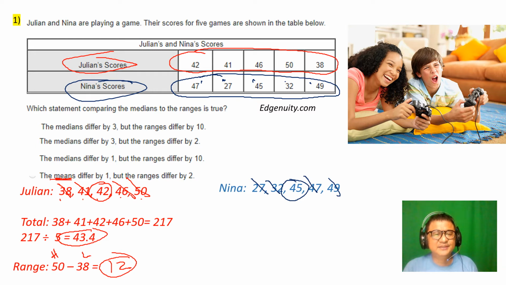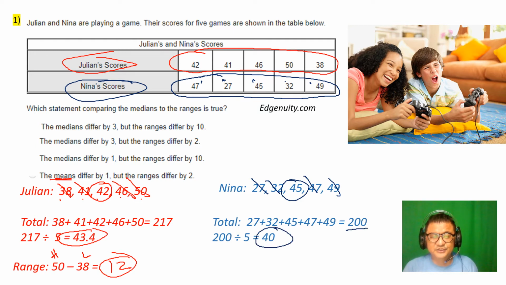That's the middle number. We're good, right? Next, let's get the average, the means. Add them up, you'll get 200. 200 divided by 5 is 40. So this is the average. And then the range. The highest number is what? 49 minus 27 is 22.